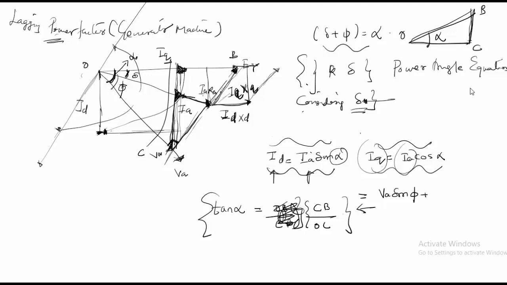plus IA into XQ. So this is my CB. My CB is this part here. This is my VA sine phi, and this is got by projecting it here.